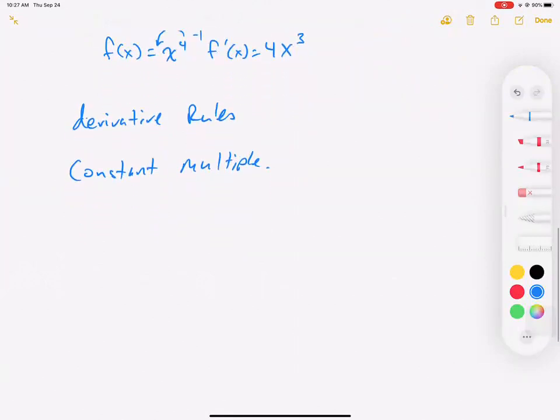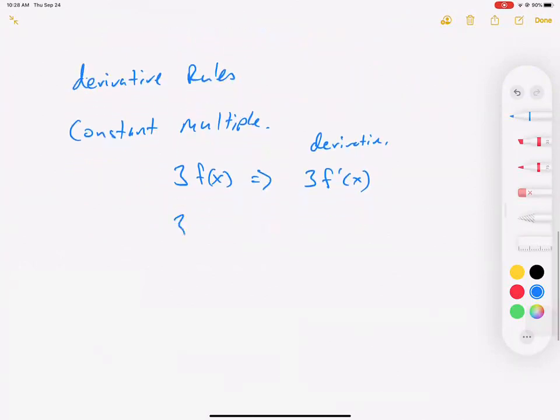Okay, the constant multiple rule is if I say 3 times f of x, the derivative is 3 f prime of x. What I mean is the constant just sits there and watches everyone get rich. Okay, here's my example. If I wrote 3x to the fourth, this is 3, and then we take the derivative of x to the fourth, which is 4x cubed. Please notice that the 3 is a constant. It just sits out while the derivative is taken.